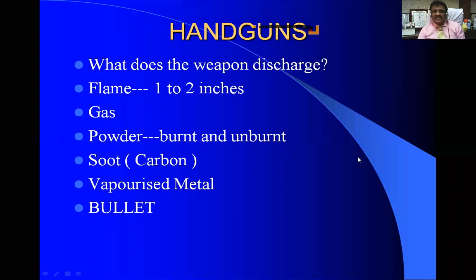What does the weapon discharge? First is flame, 1 to 2 inches, the fire comes out, then comes gas, then comes gunpowder, either burnt or unburnt, then comes soot, soot means it's made up of carbon, and then comes vaporized metal, and then comes the bullet. Okay, the bullet is a metal.